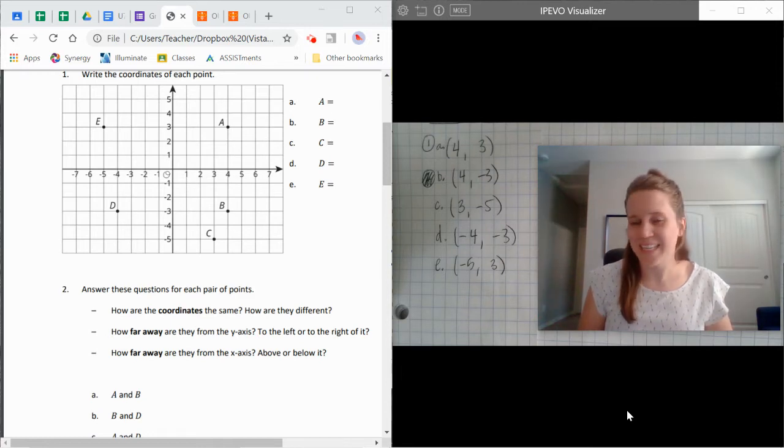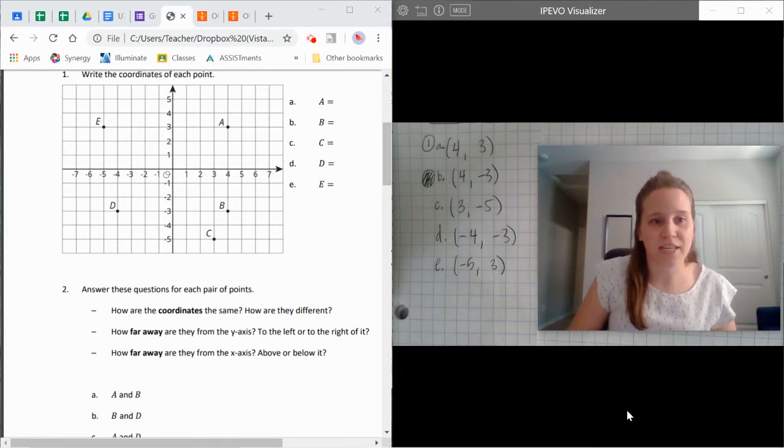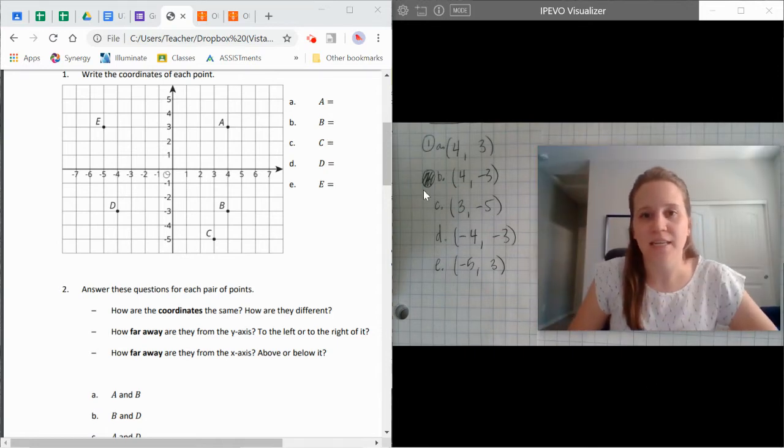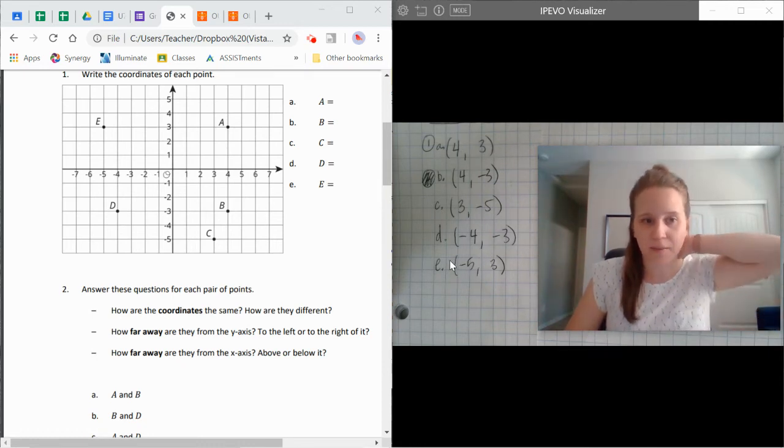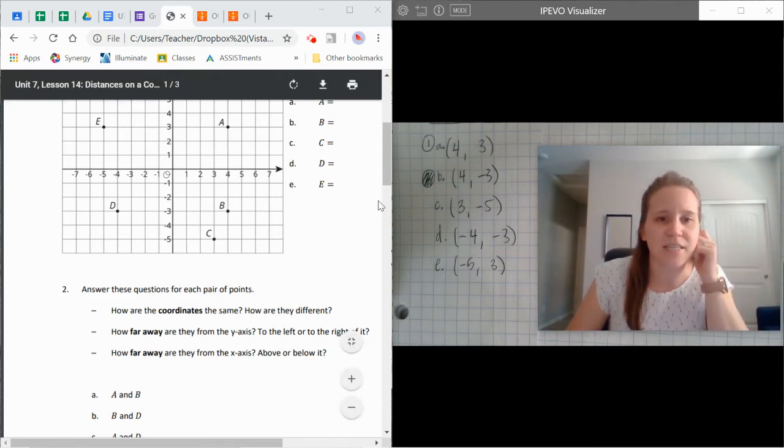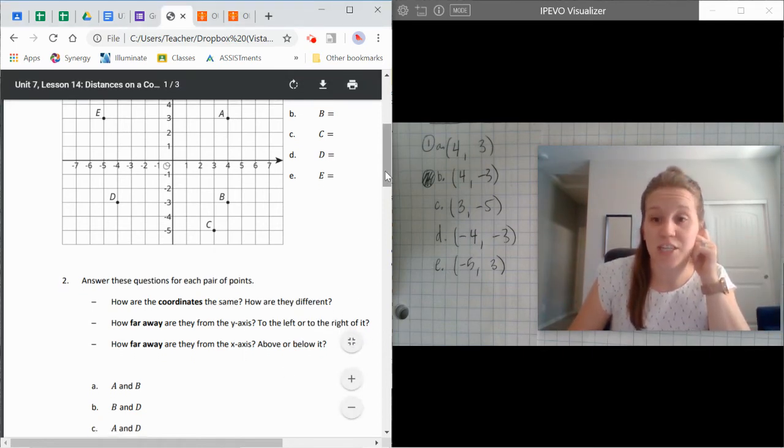Awesome. Let's go ahead and talk about the next question. In the ordered pairs, you'll notice some of the same numbers, like I see a lot of 4, -4, 3, -3, and -5 as well. These questions really build to our big conjecture today to help us find the distance between 2 points.